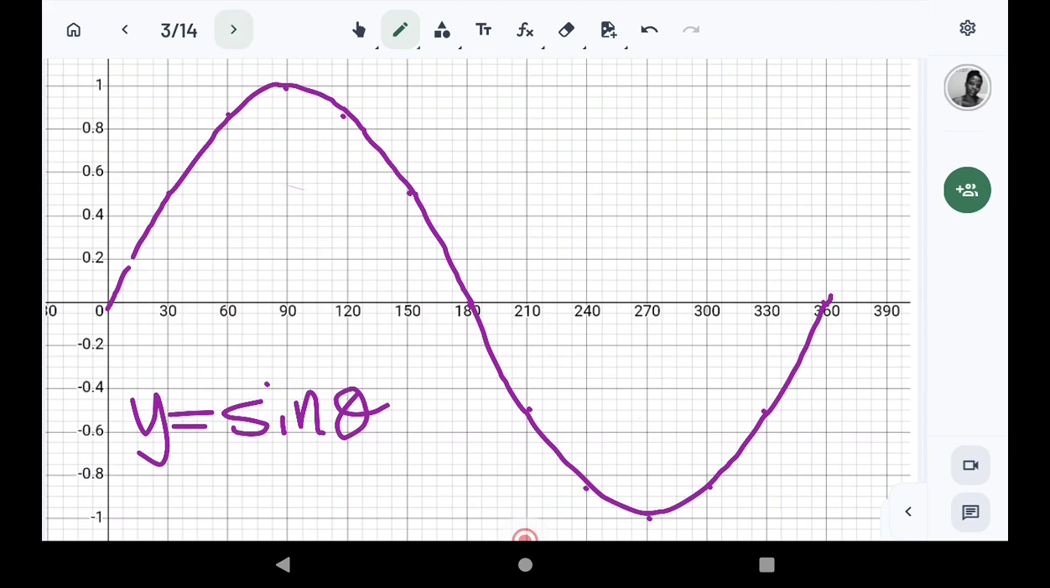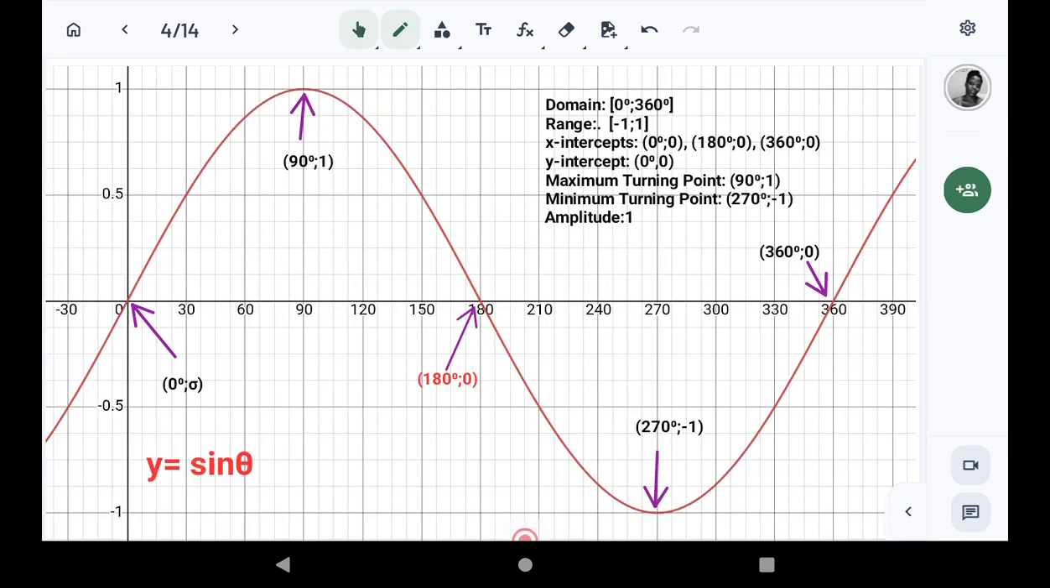Now I drew this in a graph calculator so it can come out really nicely. Here are all the key points mentioned. These are your x-intercepts, your y-intercept there. So the x-intercepts are at 0, 180, and 360. Your y-intercept, where the graph cuts the y-axis, is at the origin, 0, 0. Your range goes from negative 1, the lowest y value, to 1, the maximum value. So the range goes between negative 1 and 1.